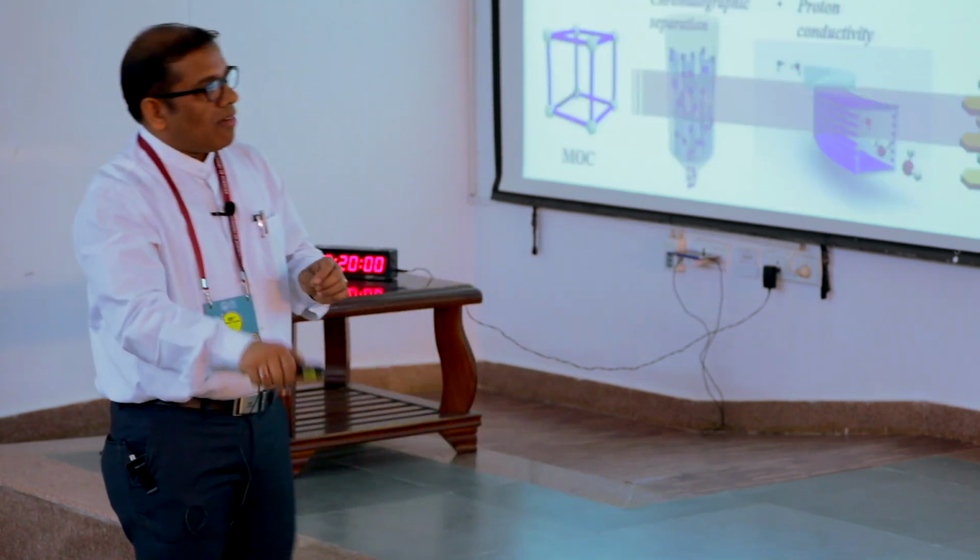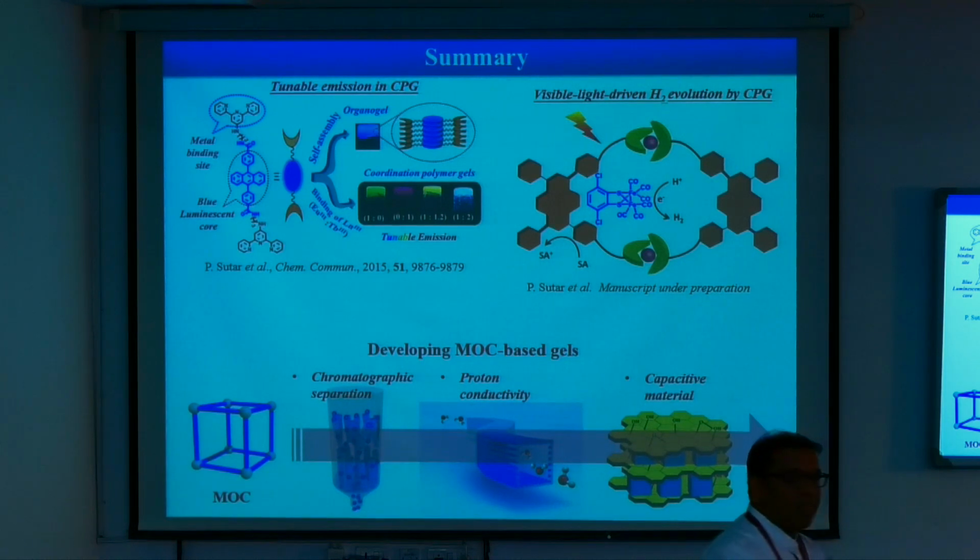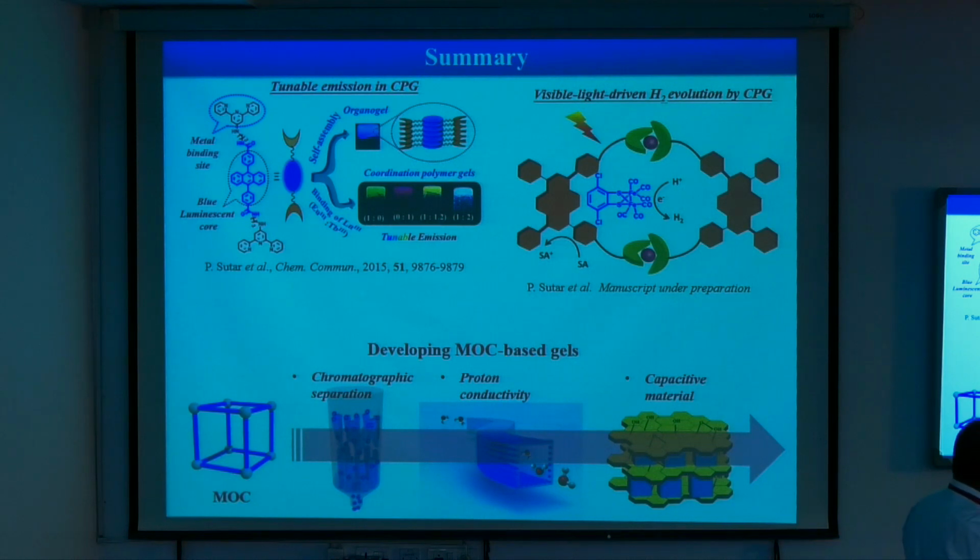So this is the summary. Whatever I showed is that you have these low molecular gelators, and by introducing the metal ion, you can get some new properties into the systems, like photocatalytic applications to get hydrogen or carbon dioxide reduction, tunable emissions, or you have new kinds of gelators with which you can separate based on the charge of the particles.